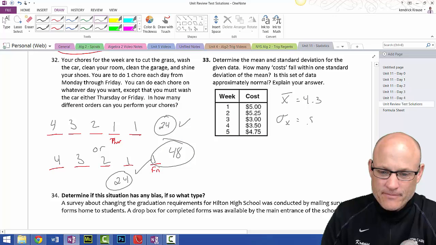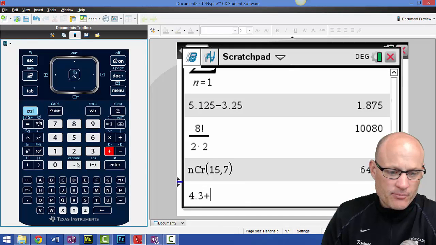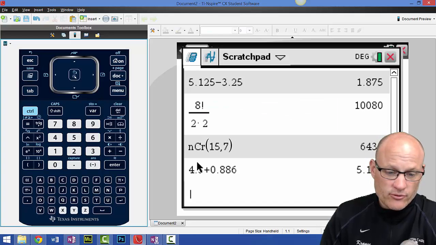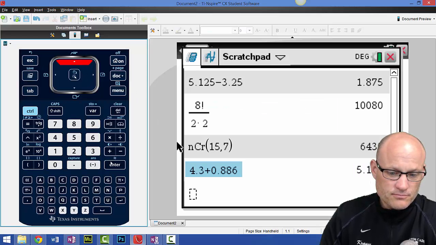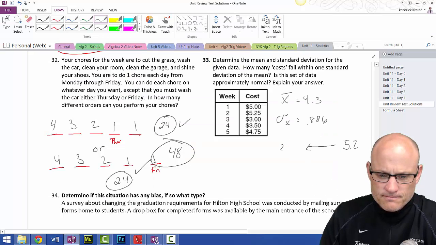0.886, because this is not a sample. So if I take 4.3 and I add 0.886, I get 5.18. So the high end will be 5.2, let's say, 5.18, and all the way down to the low end, which would be 3.4. Let's see, all the ones between $3.40 and $5.20.